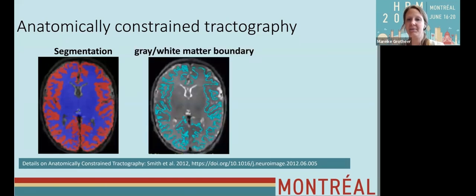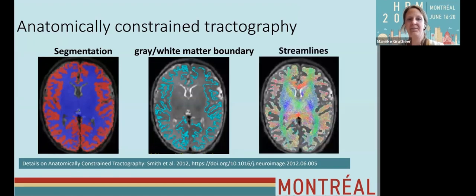Provided that the anatomical image and our diffusion data align to each other, we can then use this boundary to inform our tractography. Specifically, we can use it to ensure that our streamlines start and end at the boundary between the gray and white matter and do not enter the gray matter. This then ultimately results in a nice connectome for our infant data.